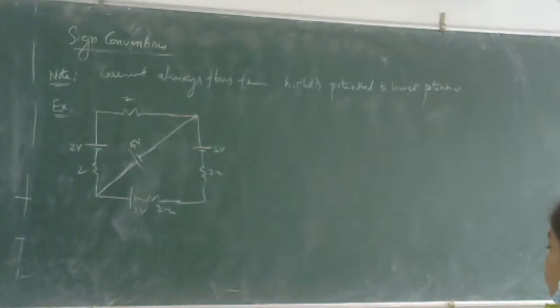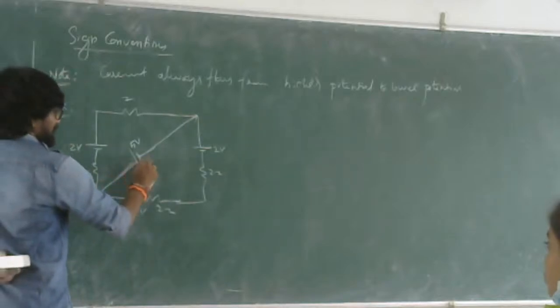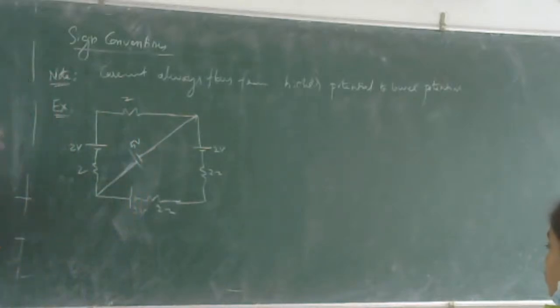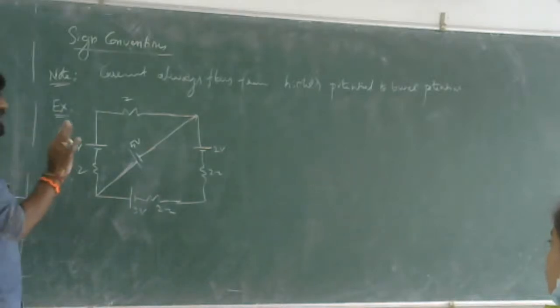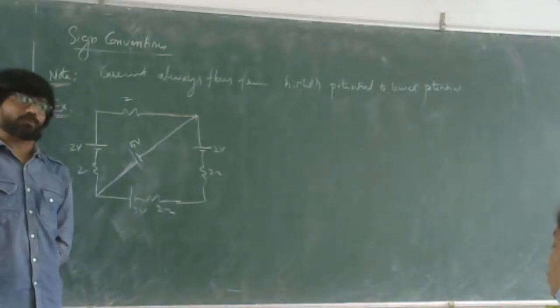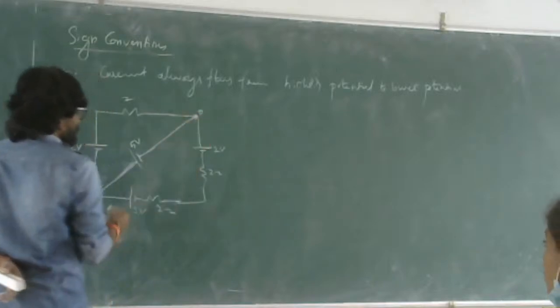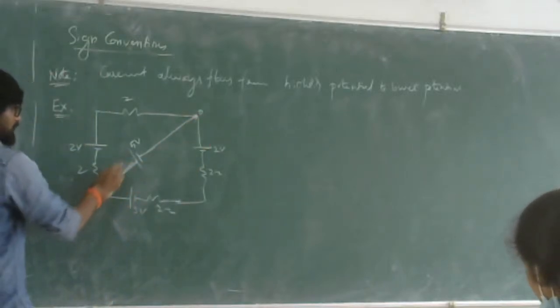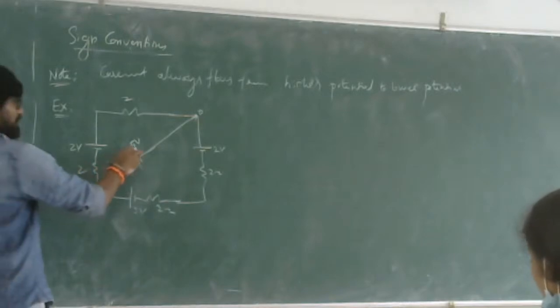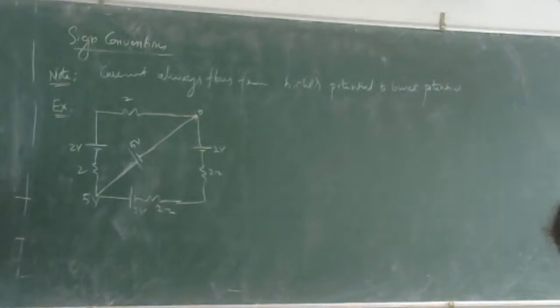By using point potentials, let us first identify the section which is having only a cell, if at all there is only a single cell. If not, you have to use a different approach. In this case, mark the lower potential as 0 volts and higher potential as V volts. V here is nothing but 5 volts. So you can take this as 5. Higher potential should be 5 volts. Lower potential should be 0.